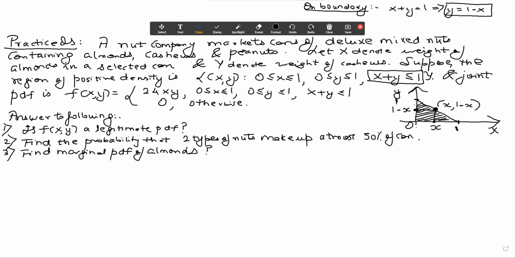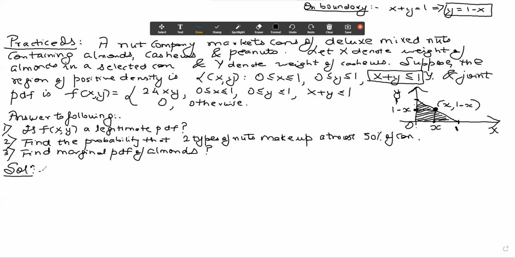So now let's solve all the parts one by one. I hope all students have written down the question. We are given f of xy. We are given the positive density. We have plotted it in the graph. Now we answer the questions. Is f of xy a legitimate PDF or not?